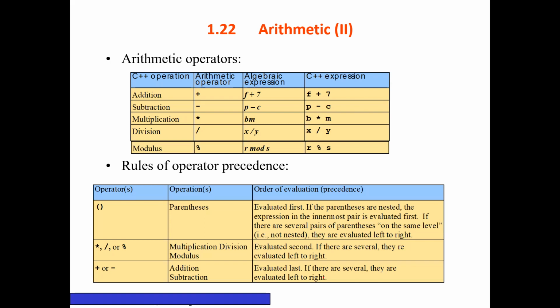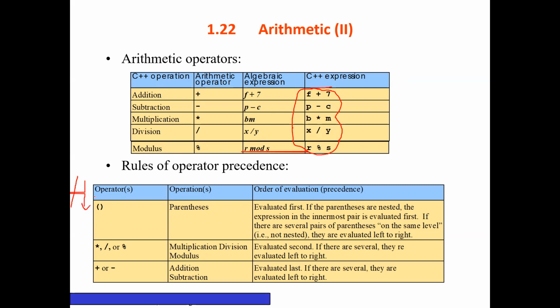And these are the mathematical operators or arithmetic operations. We have plus, minus, then multiplication, division, and the modulus operators. And these are some sample mathematical expressions written in C++ using these operators: f plus 7, p minus c, b into m, x divided by y, then r modulus s. Then you can see the rules for operator precedence this way.